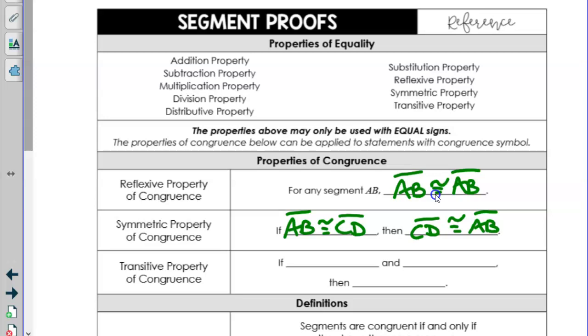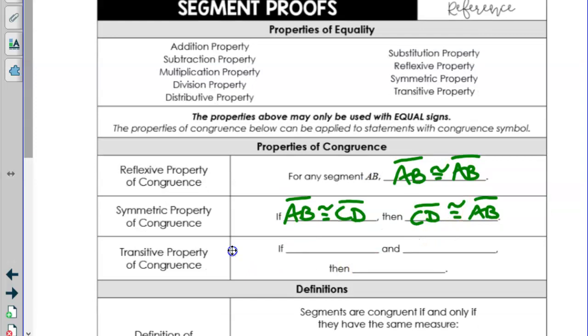There you go. All right, now my favorite one, transitive property of congruence. This is where you have a common link between two things and you can link it together. So if I say something like segment AB is congruent to segment CD, and let's say I also know that segment CD is congruent to segment EF. So if AB is congruent to CD and CD is congruent to EF, because of this common link of CD, then I can say that segment AB is also congruent to segment EF.